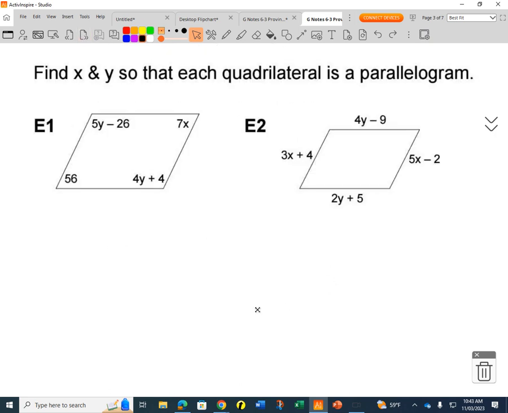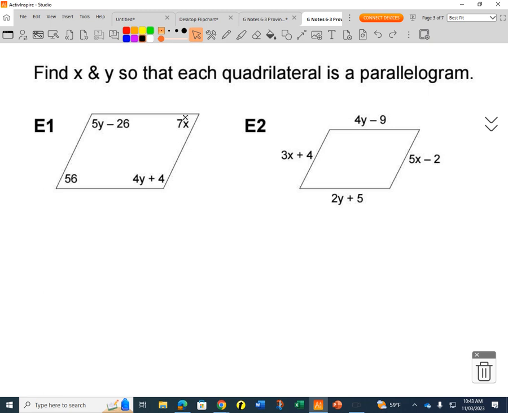So now we are going to use the properties of a parallelogram or our tests for parallelograms to either solve for some missing measures, or to say yes, this quadrilateral is a parallelogram, or to say no, that quadrilateral is either not a parallelogram or we don't have enough information to state it one way or the other. So we're going to start.